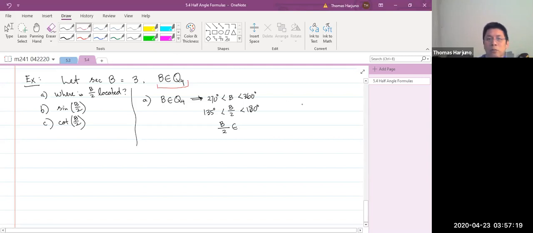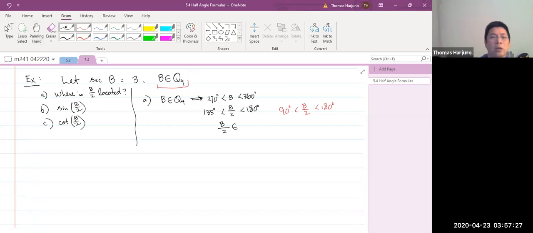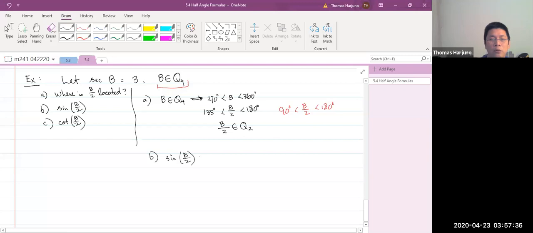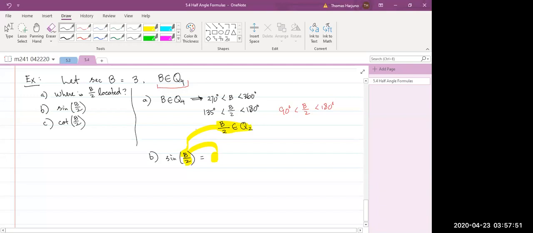I don't think so, because if you see it better, it's less than 180 degrees. That's right, it's between 90 and 180. Right? So B over 2 will be in quadrant 2. Okay, now then, what happened to sine B over 2? B over 2 is in quadrant 2. So what will the sine be? Plus or minus? Plus. That will be a plus.